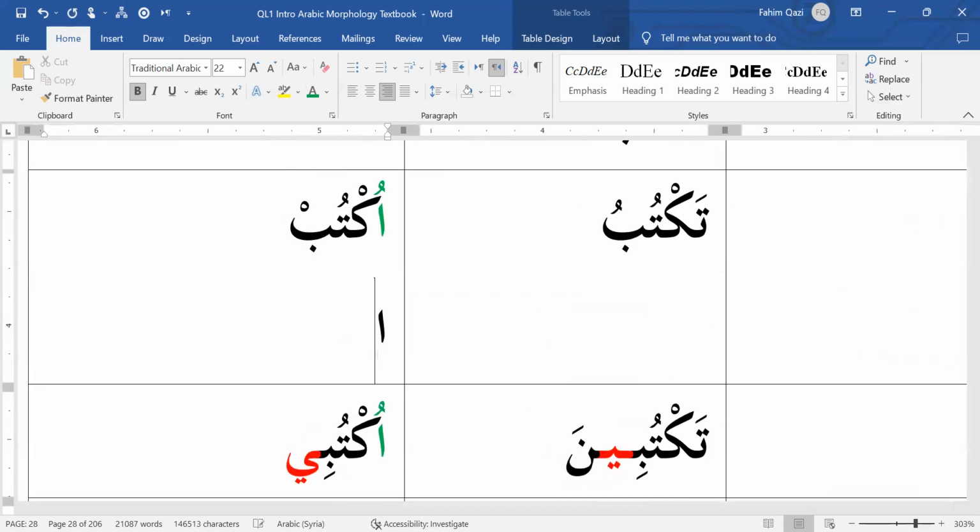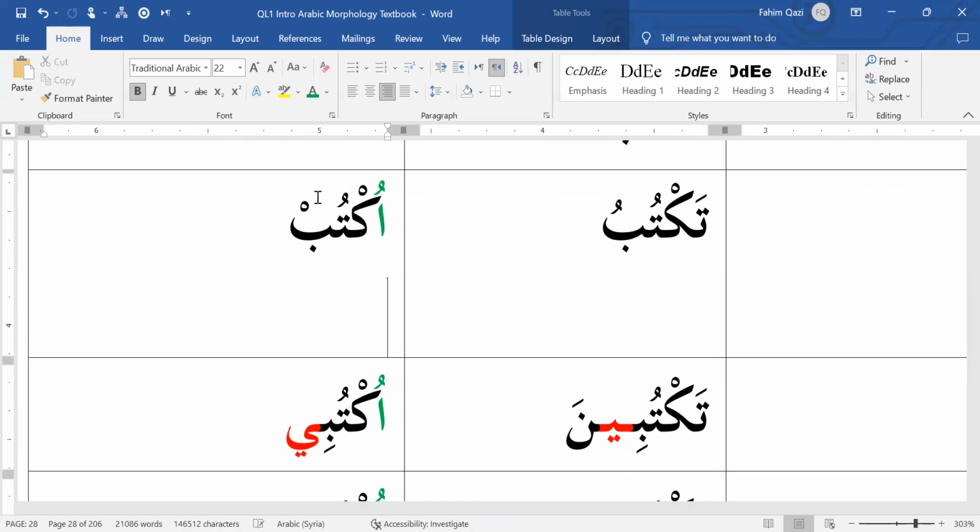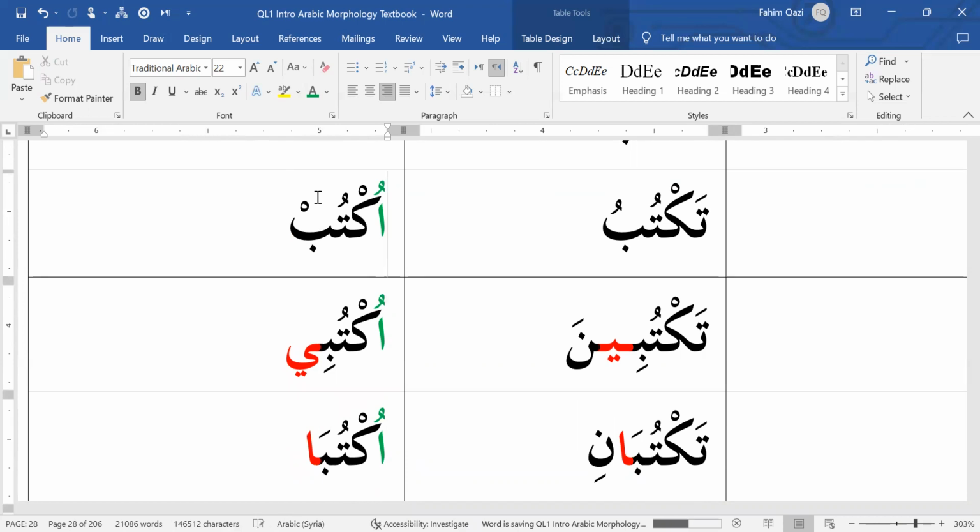The norm is for ishrab, for example, the green alif or hamzatul wasl, should be kasra, which is the norm, right? Ishrab. This is the norm. The norm is to have a kasra under the hamzatul wasl for commands. Here, the norm is not followed because of this dhamma here. When you have a dhamma on the ayn letter, then you must begin with a dhamma. Otherwise, it's kasra. Okay, and we covered that in one of the previous lessons.